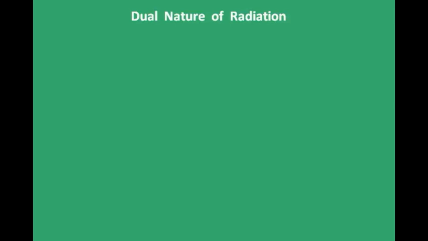Hi friends, our next chapter is dual nature of radiation. In this chapter, we are going to learn more about radiation, but these are going to be different aspects. You are going to see a new nature of radiation itself. Let's get started. First of all, there is something called electron emission.